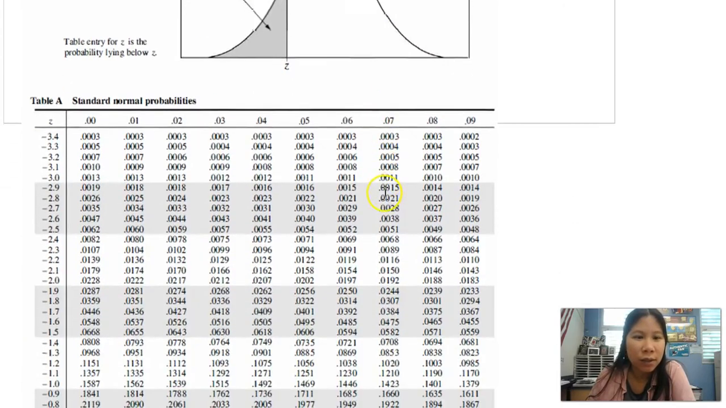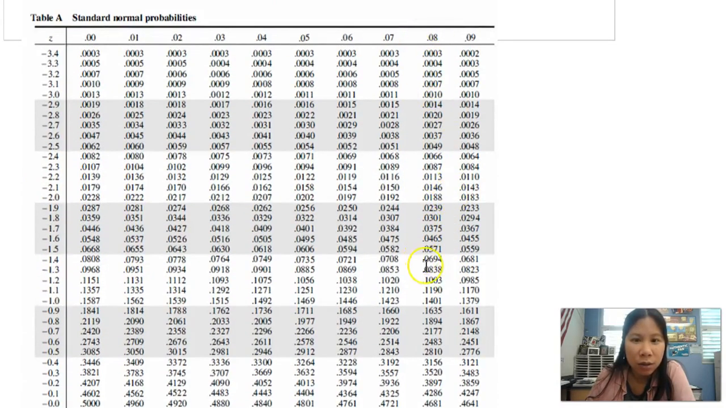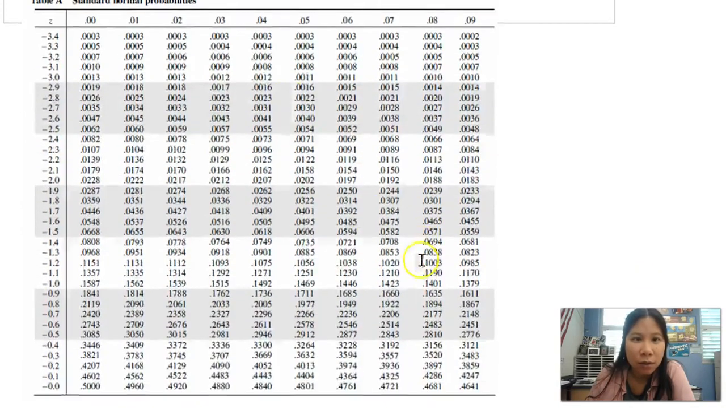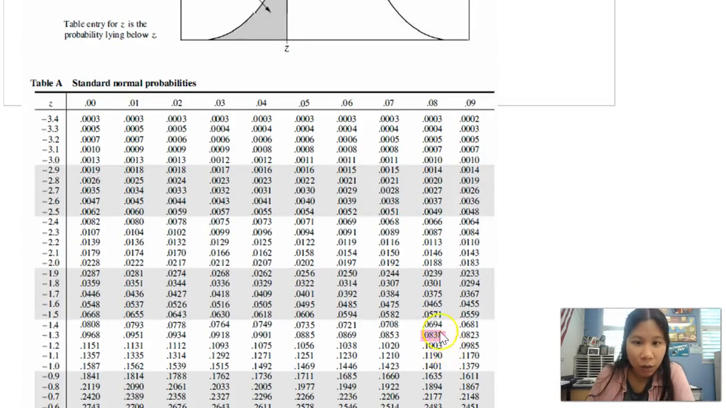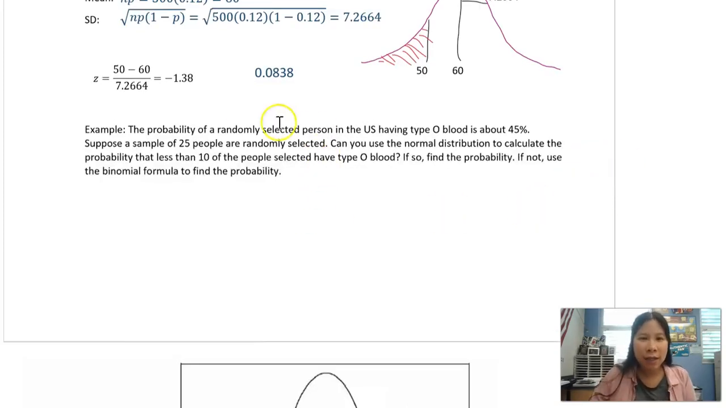So scrolling down, we're on the negative side here, negative 1.38 would be the 0.0838. And since our area is shaded to the left, this is the easiest type of probability to find because anything to the left, that is our answer. There's nothing else that we have to do to it. So we found that the probability that at most 50 teens in the sample will have debit cards is about 8.38%.